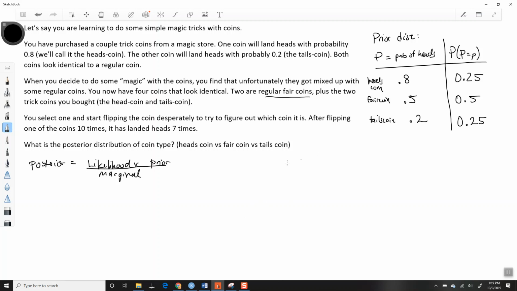All right, our likelihood for our data will be 10 choose 7, whatever P is, raised to the 7th power, and 1 minus P raised to the 3rd power. Right? So this is what we've got. All right, so far so good? Okay, so now it's just a matter of plugging things in. The marginal is going to be the sum of the numerators.